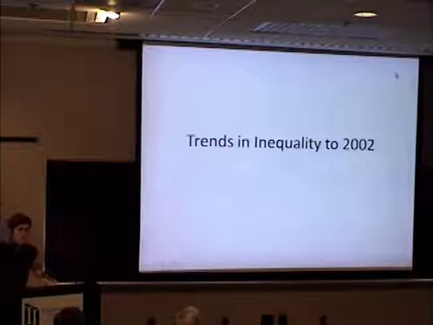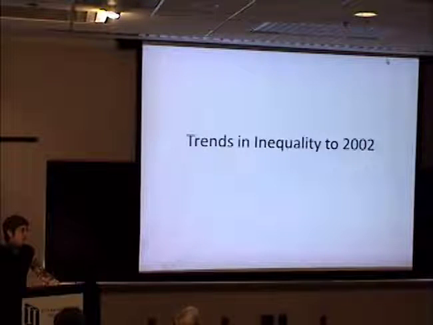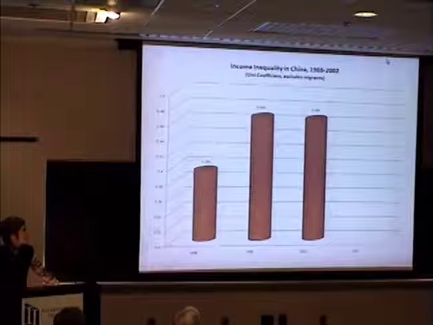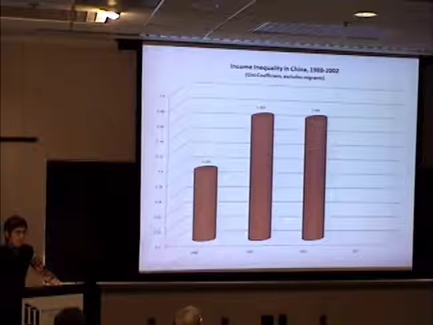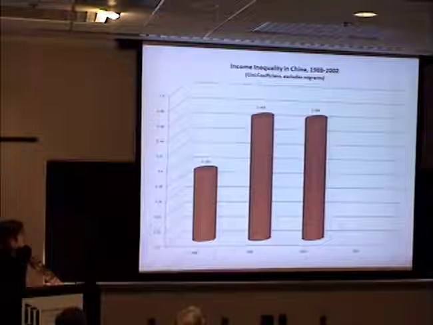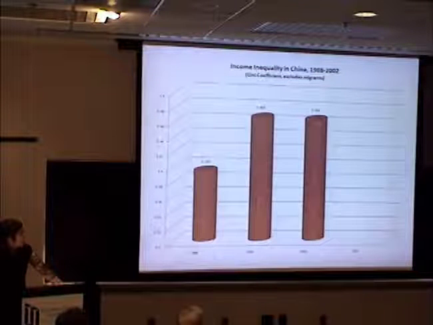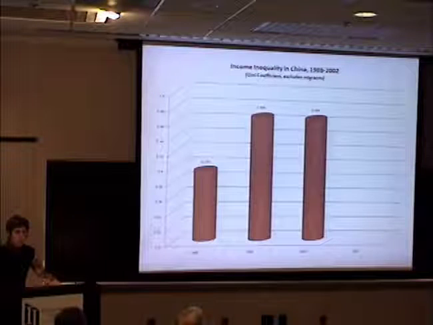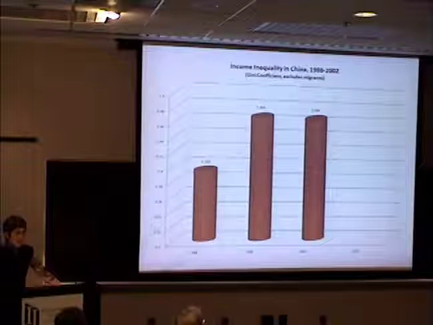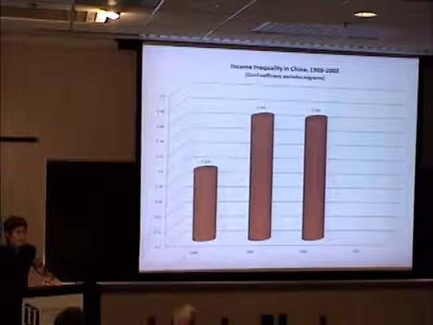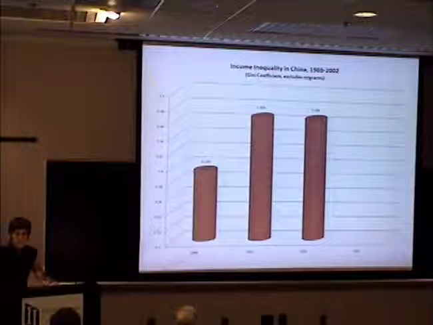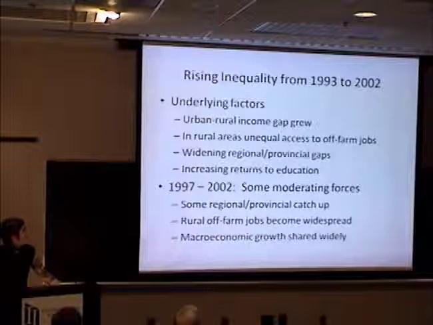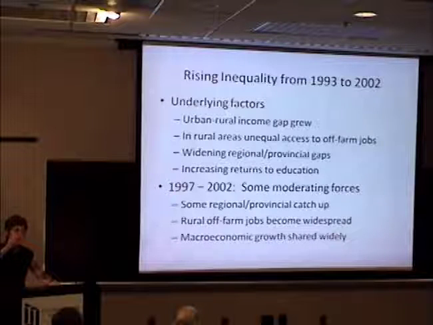So first, let's look at trends in inequality up to 2002. This is a period that's been widely studied. I'm just showing here the results based on the CHIP project. In the late 80s, the Gini coefficient for inequality in China was about 0.4. It rose substantially up to 1995, reached about 0.47, and then leveled off. So there appears to be some moderation of the rise in inequality in the late 90s through 2002.